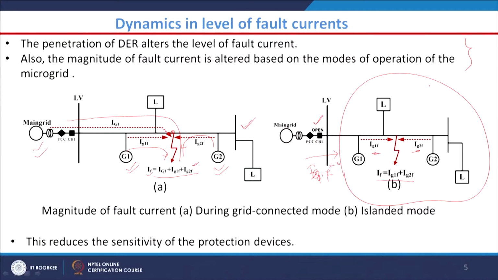And apart from that, based on the type of DG integration, if we have an inverter based DG, and any fault is incepted, then the fault current is going to be clamped to 2 per unit of the rated current. If it is a synchronous based DG, then the fault current is going to be 5 times the rated current. So, these are basically the dynamics of the fault current level changes as far as the penetration of the DER is concerned, or the magnitude of the fault current also changes due to the different modes of operation of the microgrid or smart grid system. So, these two are the major reasons due to which this fault current changes.